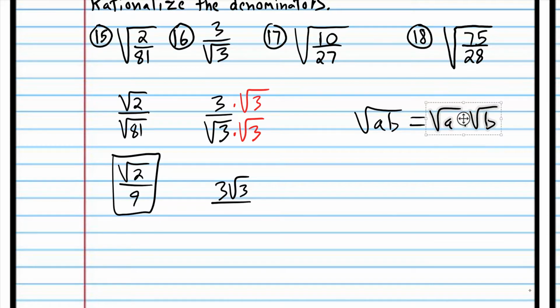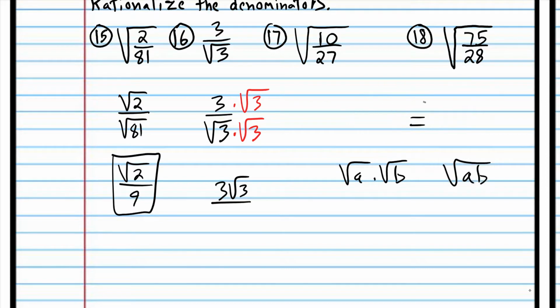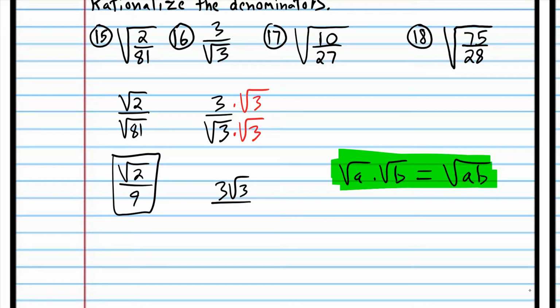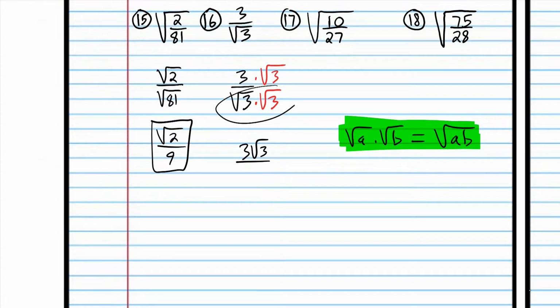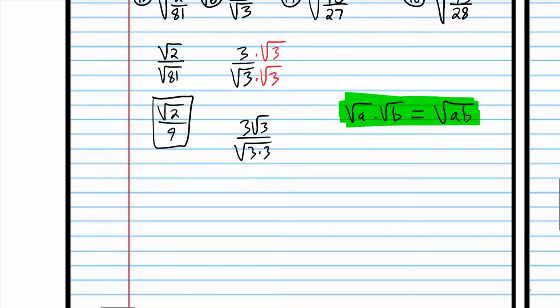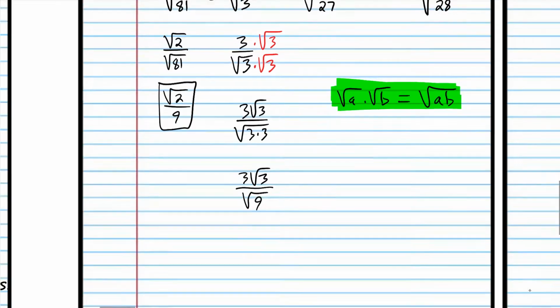Now, if you flip that equation around, which you're always allowed to do, it's called the symmetric property. We haven't learned that yet, but that's the technical name for it. Now you can see that we can combine these root 3's. Root 3 times root 3 is root 3 times 3. So we end up with 3 root 3, and that ends up being root 9. 3 times 3 is 9.